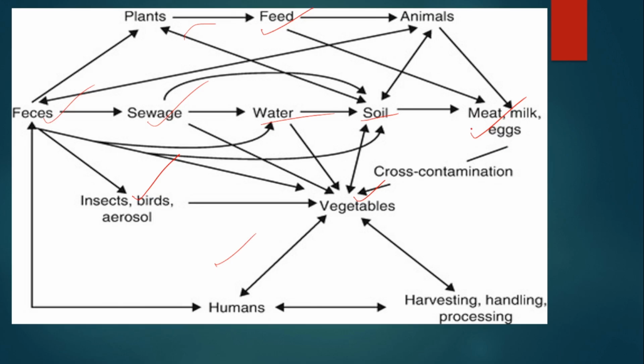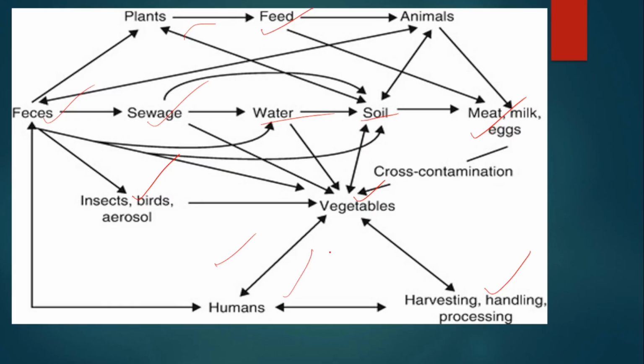These animal-derived products can carry contaminants that originate from the feed, animals, living conditions, or the handling and processing steps. Harvesting, handling and processing. During these stages, there are multiple opportunities for contamination due to improper handling, cross-contamination from other products, or exposure to pathogens in the environment.